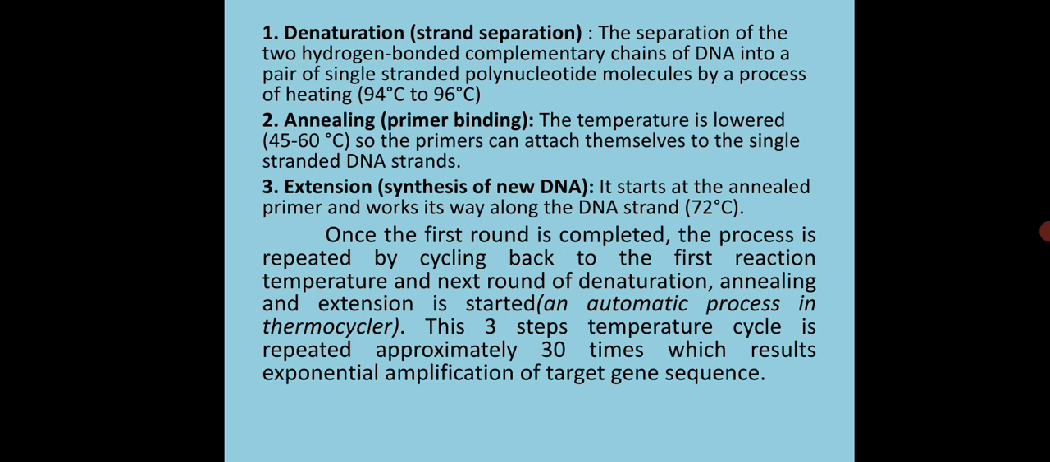The first one is denaturation. Strand separation is happening in the denaturation: the separation of the two hydrogen bonded complementary chains of a DNA into a pair of single-stranded polynucleotide molecules by a process of heating at 94 degrees Celsius to 96 degrees Celsius.